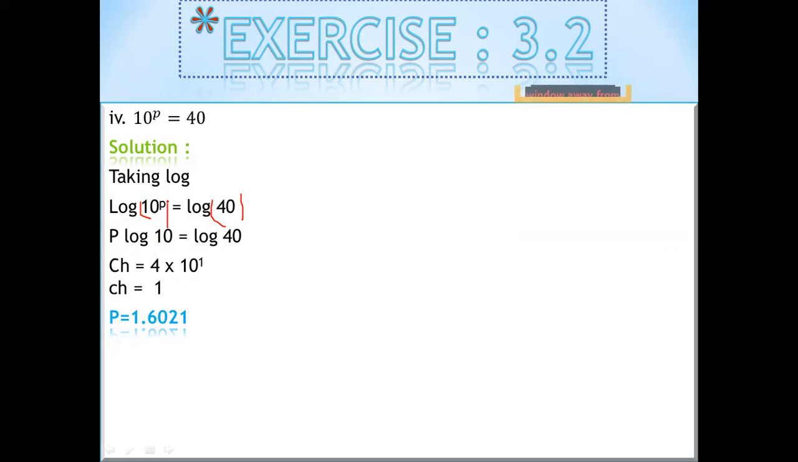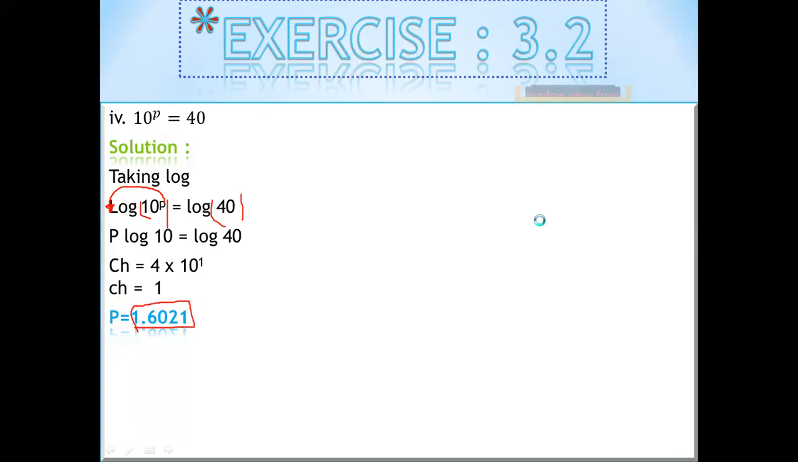When you simplify, you can calculate log 40 directly with the calculator. You press the button log and then write 40, then press equal. Then you will see that the value of p is 1.6021.